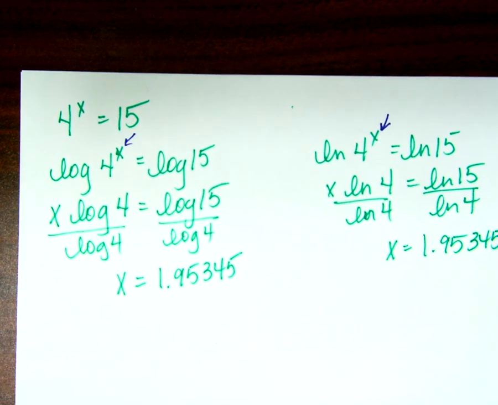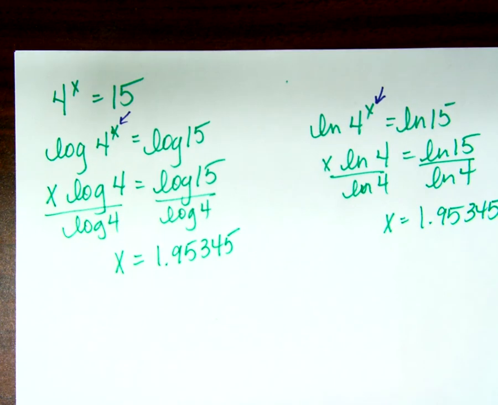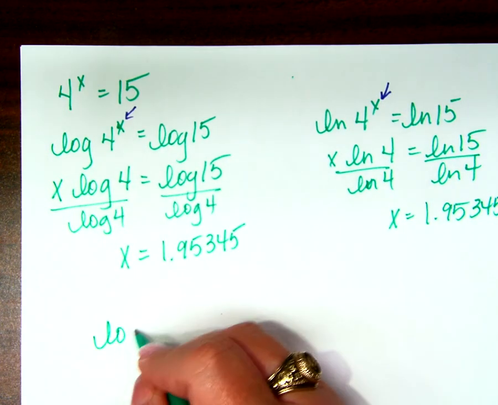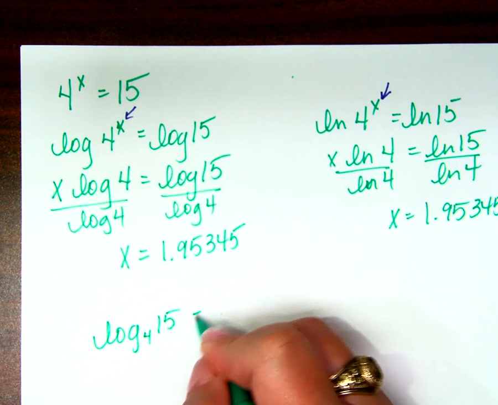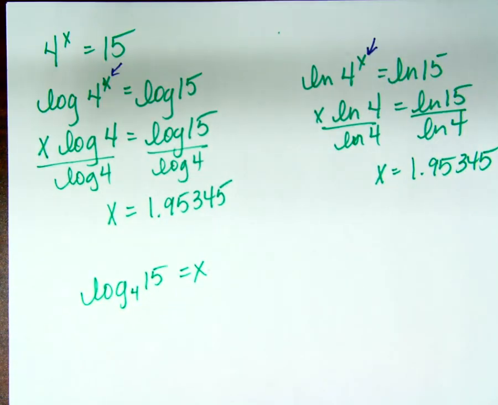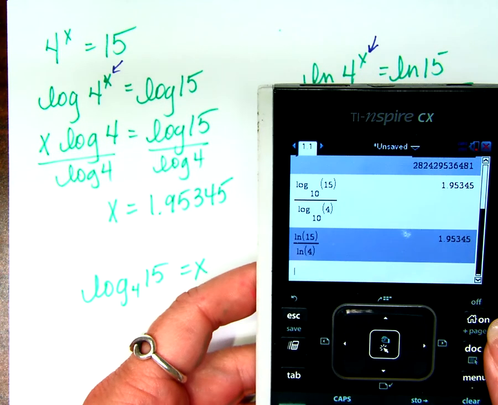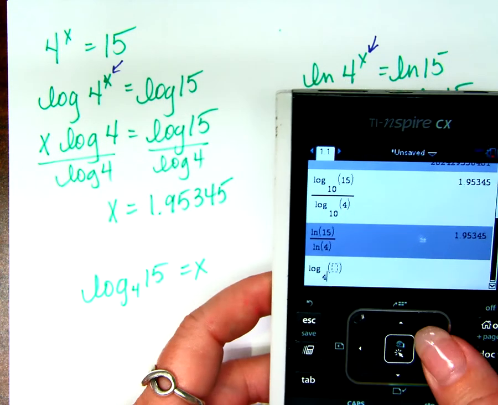Okay? But, as you just said, couldn't we just put it in logarithmic form? Yeah, what would it look like in logarithmic form? Log base 4 of 15 equals x. We could either do the change of base formula if we only had our phone, or if we have our calculator, we could do log base 4 of 15.